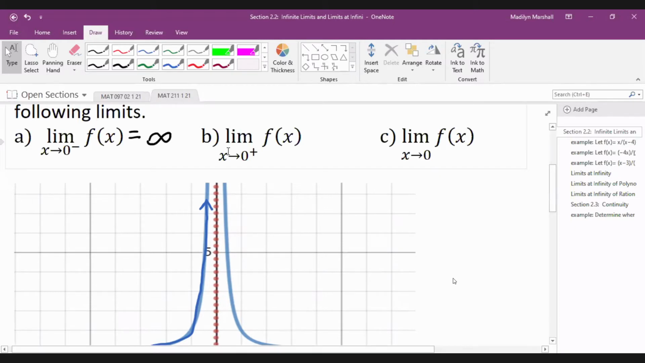So let's look at our next two parts. Part B, we want to know the limit of f as x approaches 0 from the right. This little plus is telling us we're coming from the positive side, from the right. So in this case, we're getting close to 0 from the right. What is the function doing in this case? Infinity. Exactly, it's infinity again.